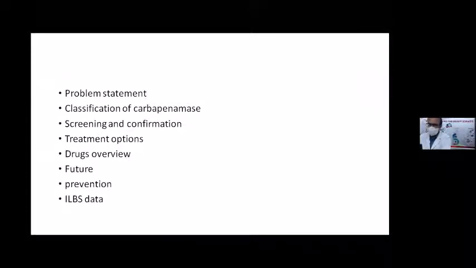These are the problem statement. I'll be discussing the classification of carbapenemase, then how we screen and how we confirm the presence of carbapenemase enzyme, then what the various treatment options available are. Then I'll be discussing briefly the individual drugs, then what holds for us in the future, then how we prevent the spread of MDR pathogens in our setup, and finally the in-house data.